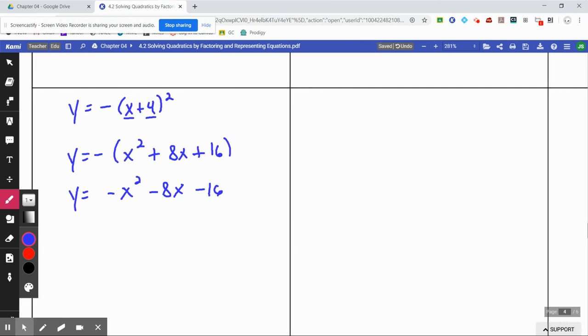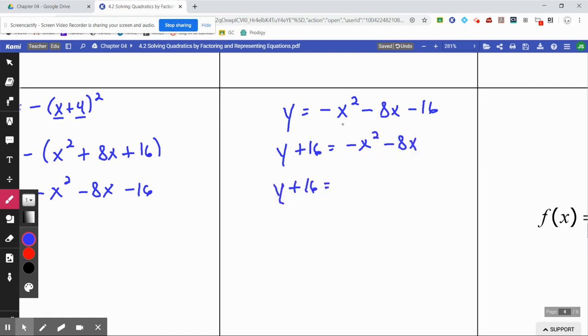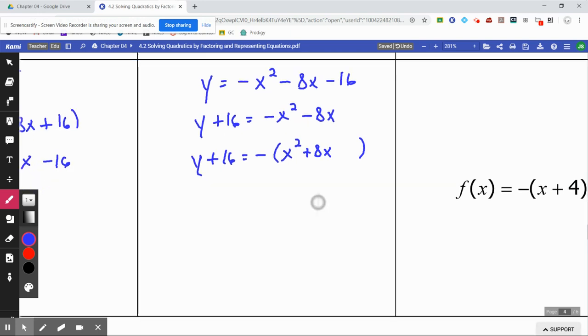Now let's get that in vertex form. So let's recopy it. So step number 1, let's move the 16 over, and then factor out the negative. You're going to be left with negative x squared minus 8x. Factor that negative out. Leaves you with negative, and then x squared plus 8x. Leave yourself a space so you can complete the square.